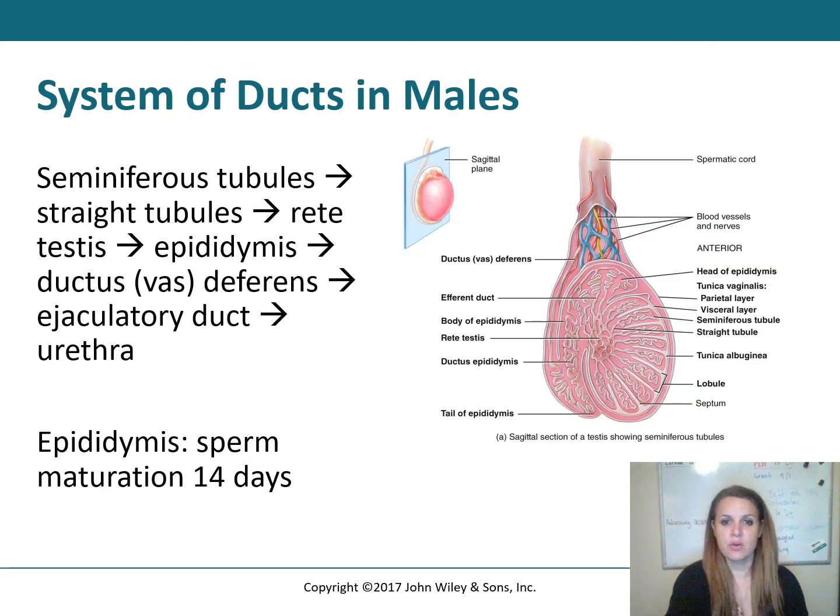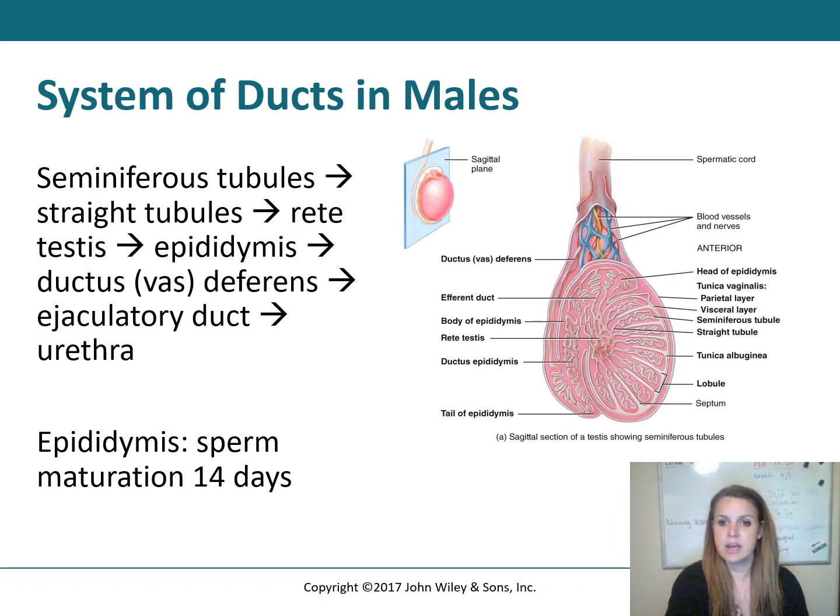Okay, enough about hormones. Let's move back to the testes. So the testes are where the system of ducts in males begins. The seminiferous tubules is where we saw spermatogenesis occur. And then that duct continues up through the straight tubules, the rete testes, and then the epididymis.